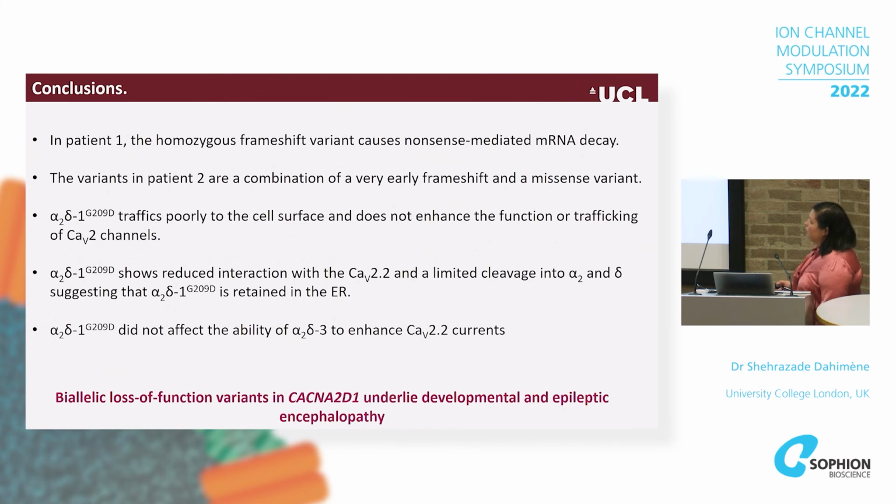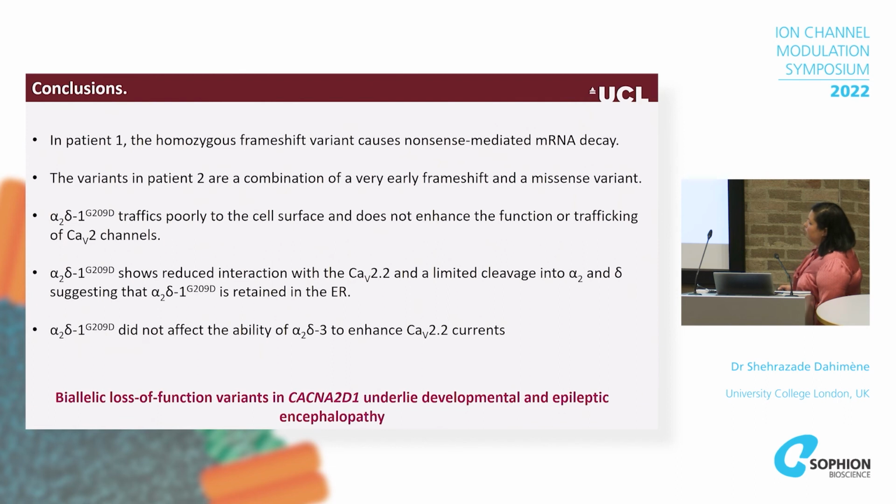We found that this missense mutation, the G209D, is a deleterious mutation as it affects the trafficking of the alpha-2 delta protein itself, and also doesn't increase the function or trafficking of CaV2.2 channels.